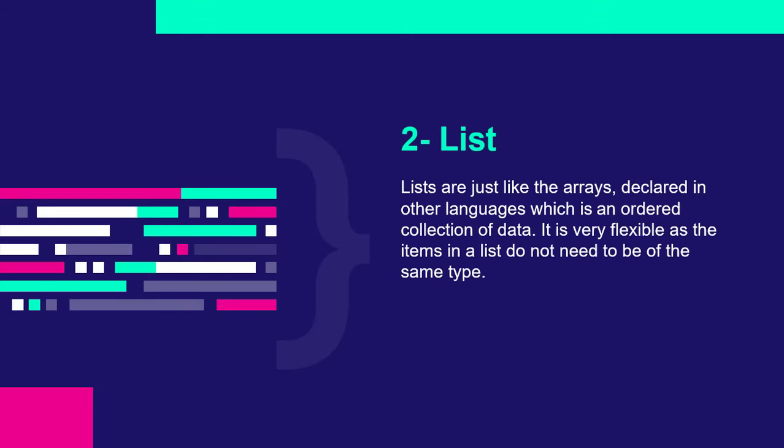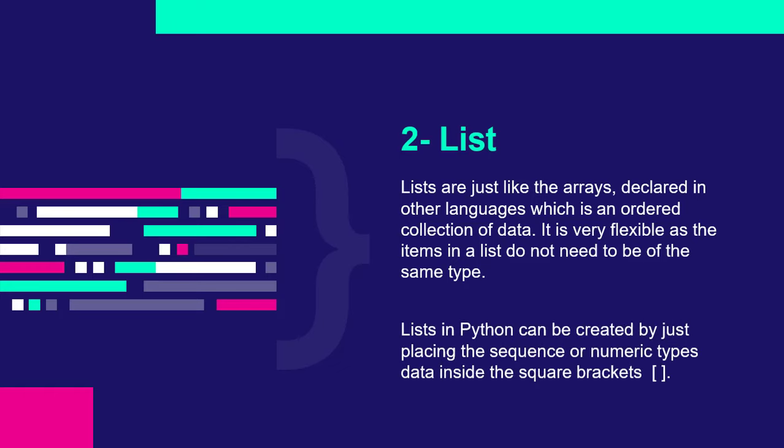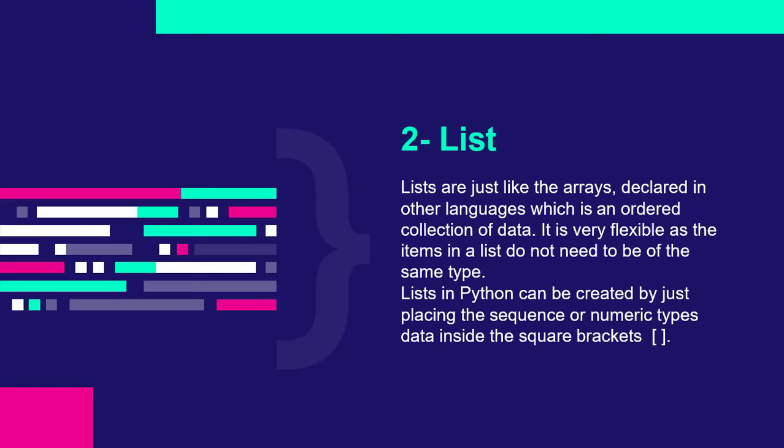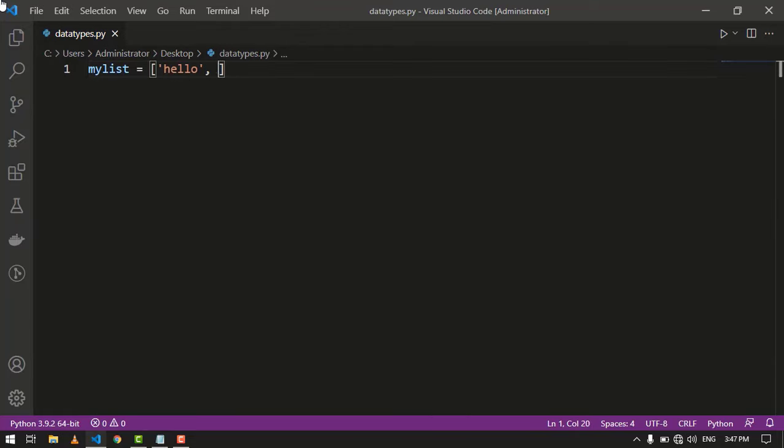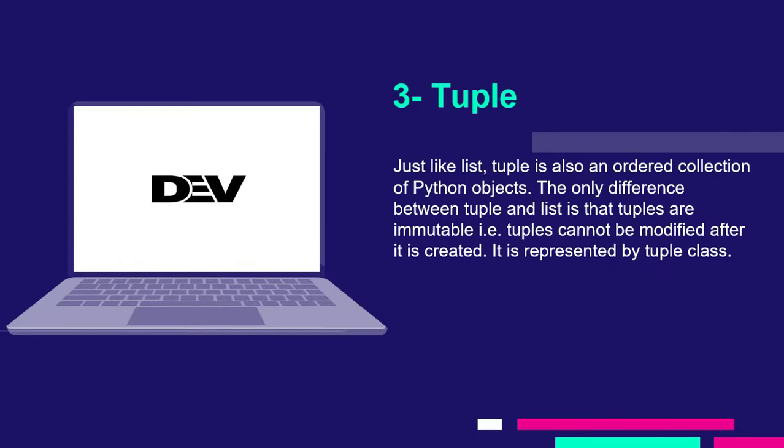The other sequence type is list. Lists are just like the array declared in other languages, which is an ordered collection of data. It's very flexible as the items in a list do not need to be of the same type. Lists in Python can be created by just placing the sequence inside the square brackets. For example, hi, welcome, 12, 2022, true, all of them in square brackets. It's one list.